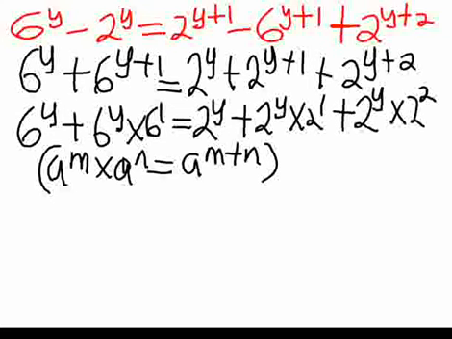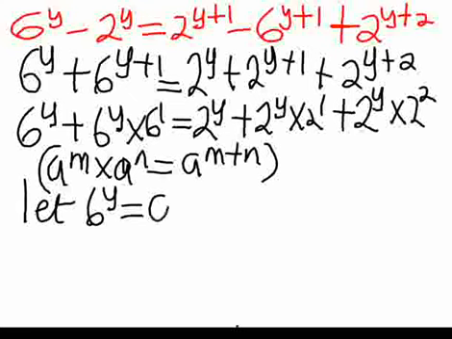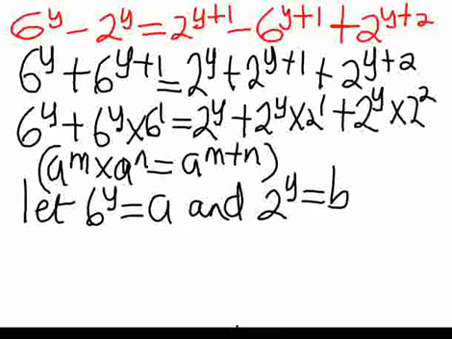Now bringing down what is left, if you look at this whole expression, we have different bases there, base of 6 and then base of 2. So for that reason, we're going to say let 6 raised to power y equals a, and let the other base, which is 2 raised to power y, equals b. So let's plug in our a and b for 6 raised to power y and 2 raised to power y.